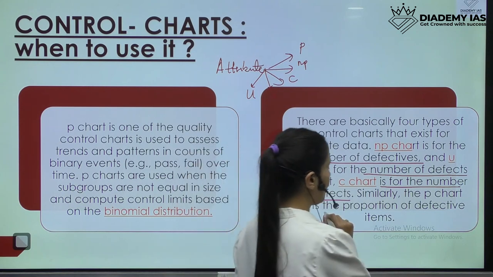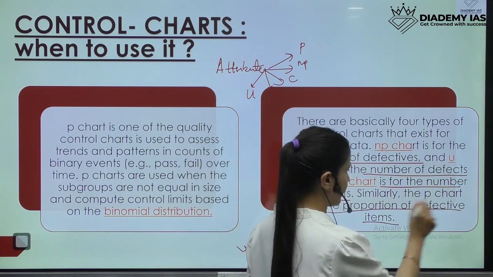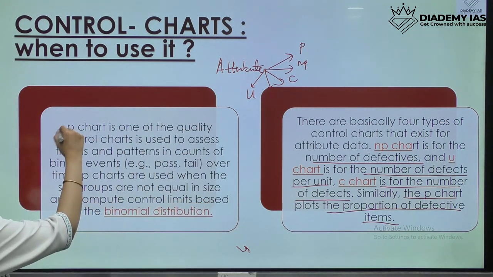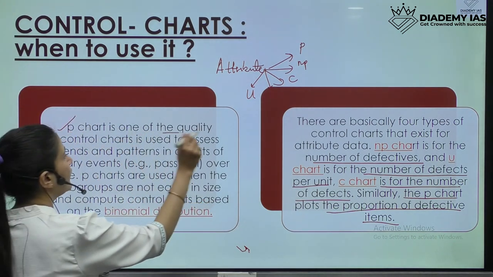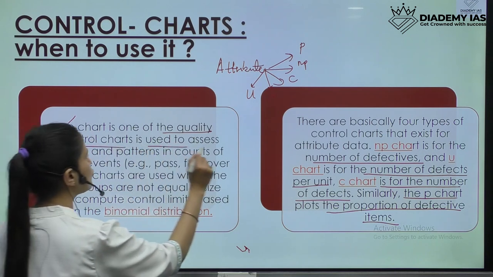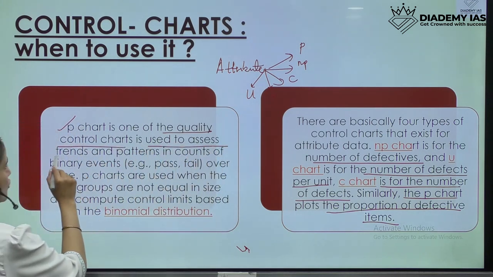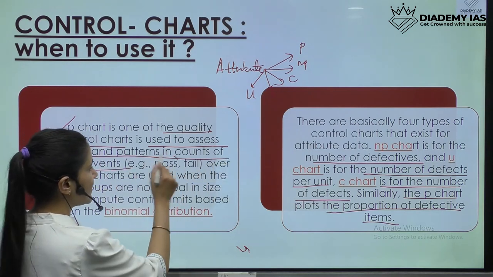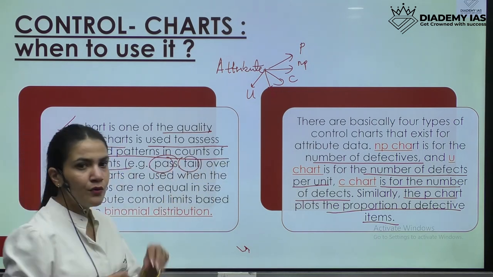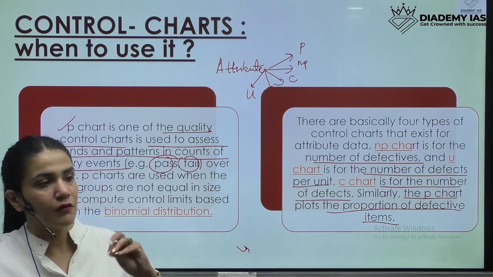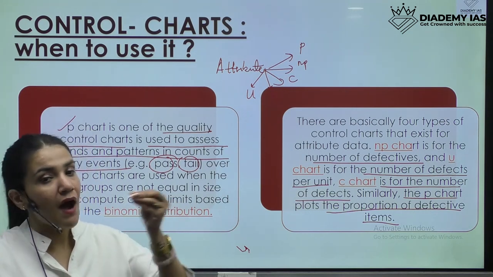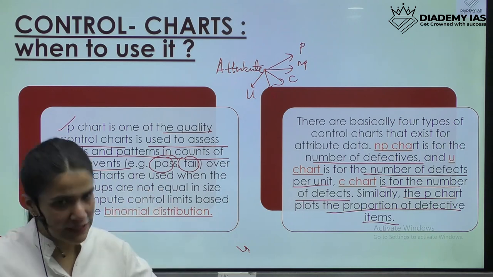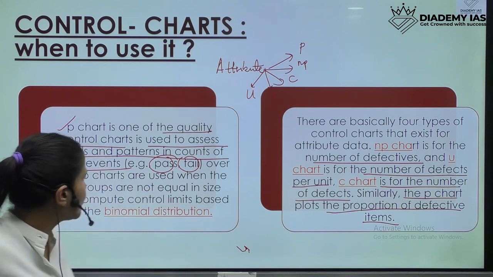And the P chart plots the proportions of defective items. Let me go back to what this proportion is. A P chart is one of the quality control charts. It is used to assess trends and patterns in the counts of binary events, whether it's pass or fail. So it counts whether this product passes as per the criteria or standards that are set, or it is failing.